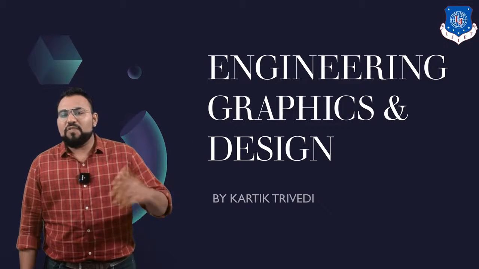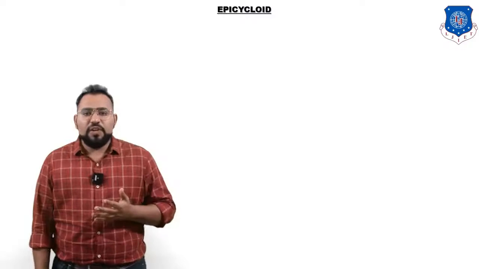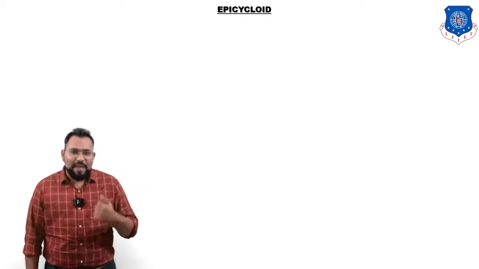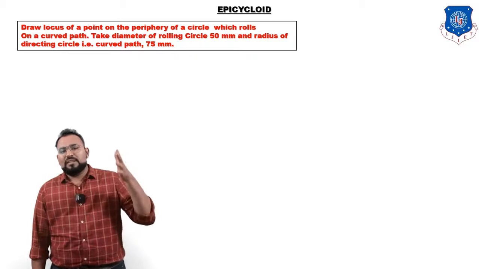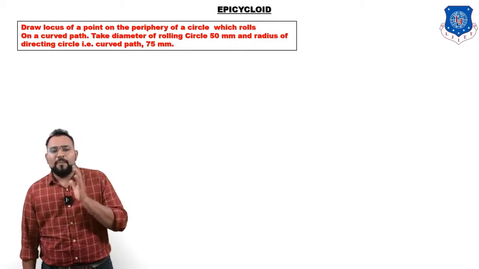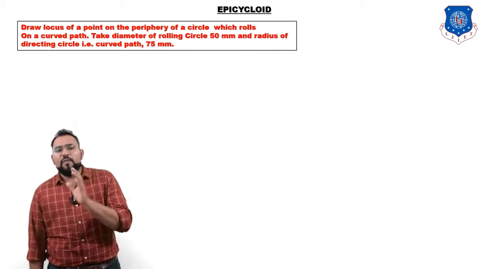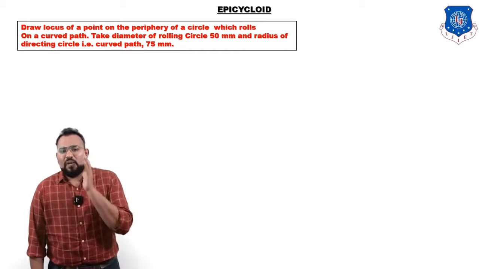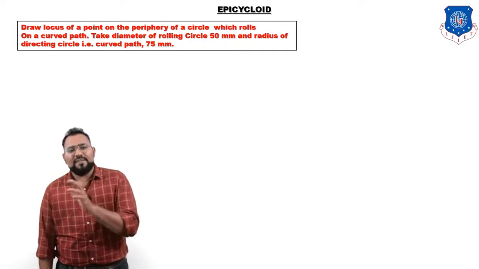So in the last video we saw the example of inferior trochoid and superior trochoid. In today's video we're going to see an example of epicycloid. Let us see the example on your screen. The example is: draw the locus of a point on the periphery of a circle which rolls on a curved path. Take the diameter of the rolling circle as 50 mm and the radius of the directing circle as 75 mm.